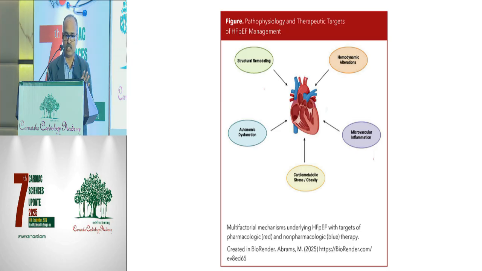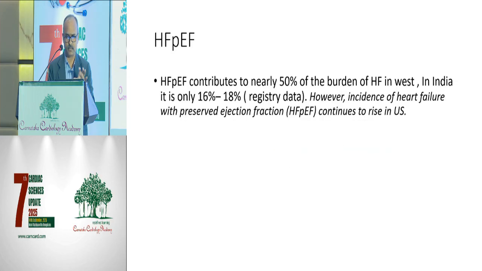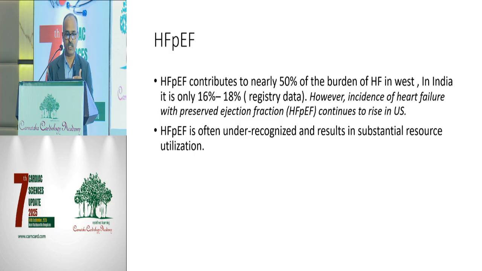So there is structural remodeling, hemodynamic alterations, microvascular inflammation, autonomic dysfunction, and cardiometabolic stress or obesity. All of these are the pathophysiological aspects which we have to target. Again, it's almost 50% in the Western population, but it's around 16 to 18% in the Indian and Kerala registry. However, the alarming trend is that it's increasing in the West. The reduced ejection fraction is becoming lesser and preserved ejection fraction is becoming more. And in India, probably we are under-recognizing it.